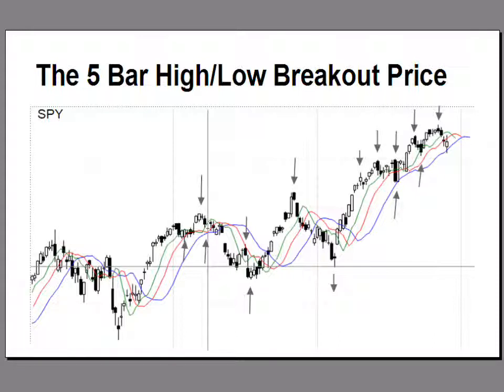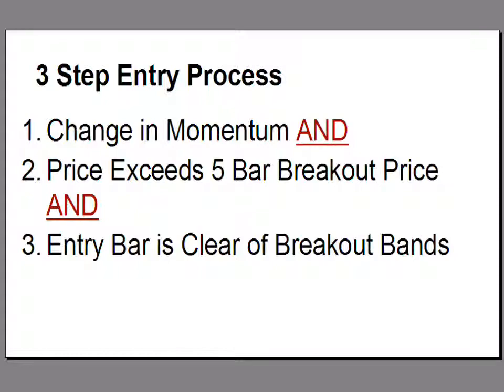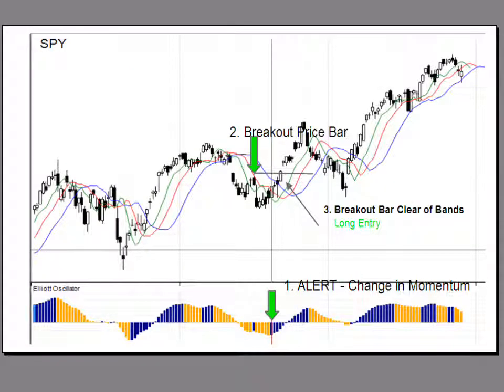If we put together the three essential elements, we can define a 3-step entry process. We have a change in momentum, that's the alert, and we have current price exceeding a 5-bar breakout price, and a new essential, the entry bar price is clear of the breakout bands. Because remember, if it's above and clear, it's bullish. If it's below and clear, it's bearish.